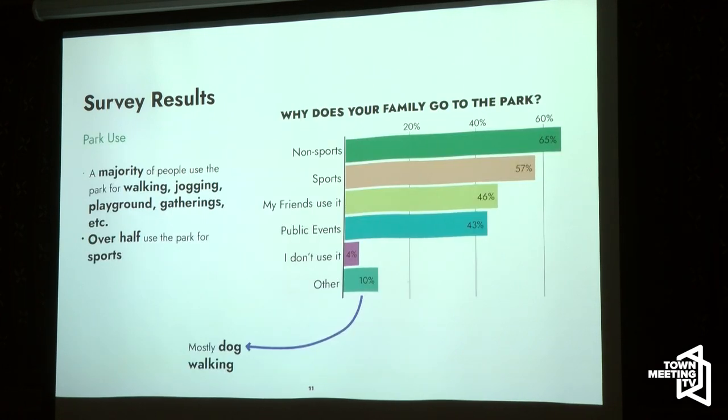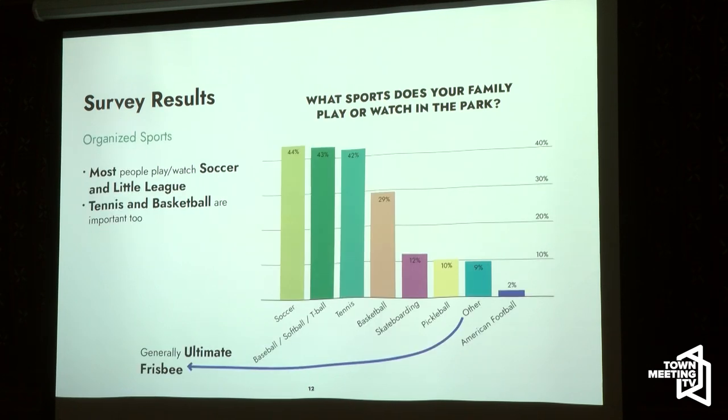When asked what people go to the park for, most people actually go for non-sports. So a lot of people were walking, jogging, using the playground, using it for social gatherings, which pairs well with the Boys and Girls Club right across the street. But then that was followed closely by over half of people use the park for sports as well. And of the other, the 10% of survey respondents, mostly people were using it to walk their dogs.